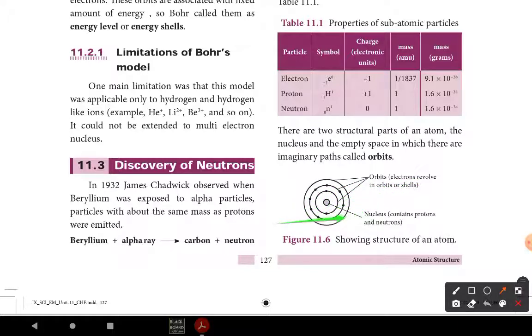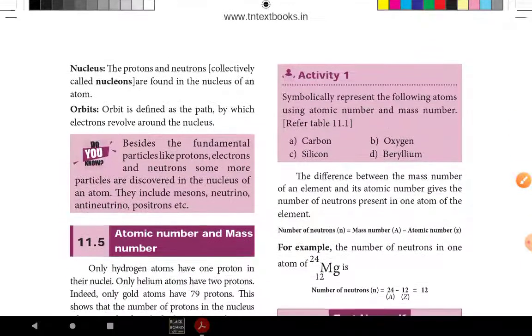Then you have the nucleus. The nucleus contains protons and neutrons. So what is in the nucleus? You have the protons and the neutrons. And the electrons will be revolving around, continuously going around the nucleus in orbits. Okay. Then you have the nucleus, the protons and neutrons.